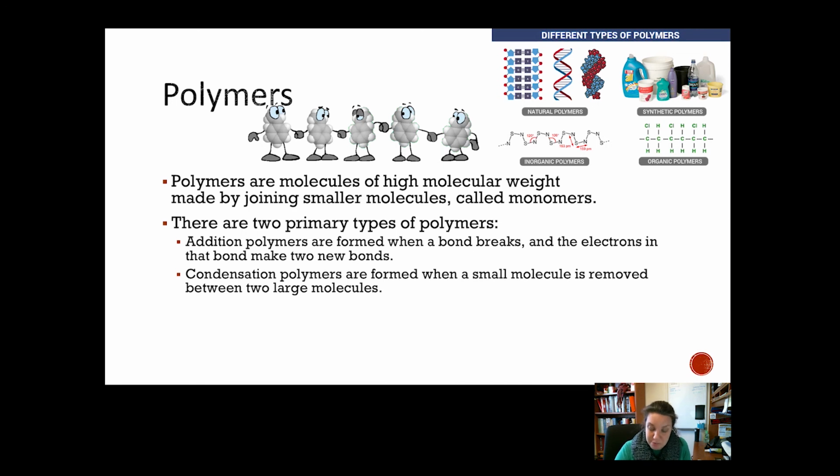Our condensation polymers are when we take a small molecule and remove it to produce a new bond. That small molecule is going to be water. In most cases, not always, but the ones we're going to look at, we're removing water to form a new bond between two monomers, and that'll eventually keep going until we make a polymer.